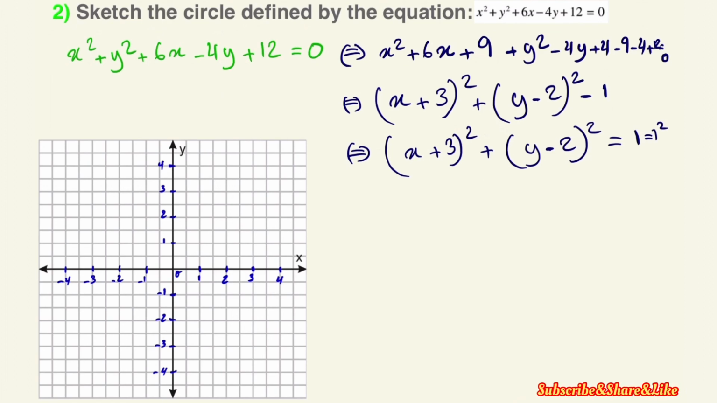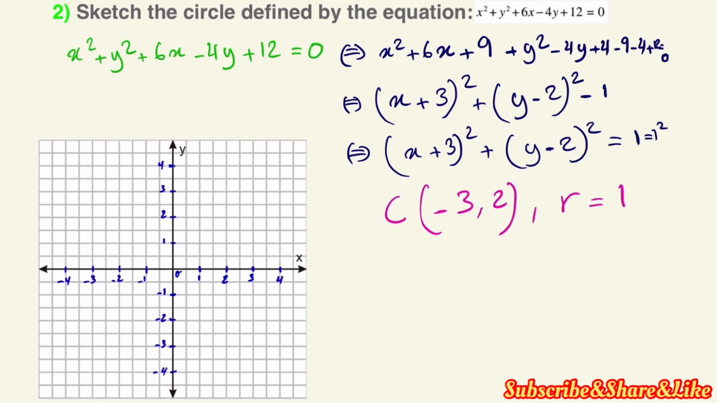So we see from here that this is the equation of a circle that has the center at (negative 3, 2), and r is equal to 1. You see here, this is the standard form. It has to be negative here. Since it's positive, you have to change the sign. And this is just 2. So the center is negative 3 and 2. We have negative 3 here and we have 2 here.